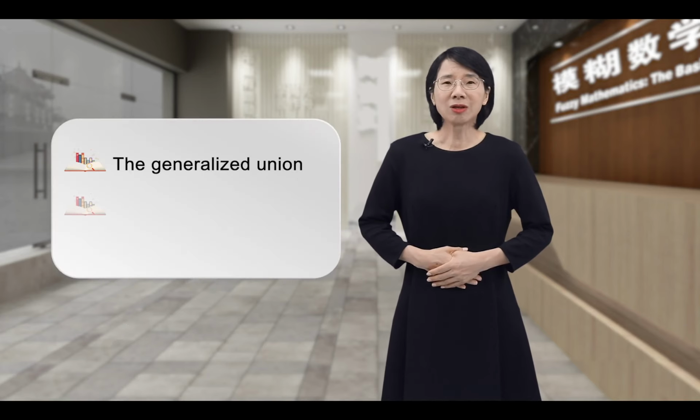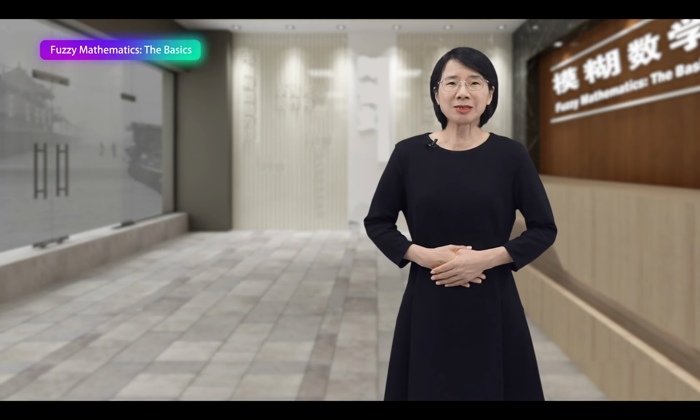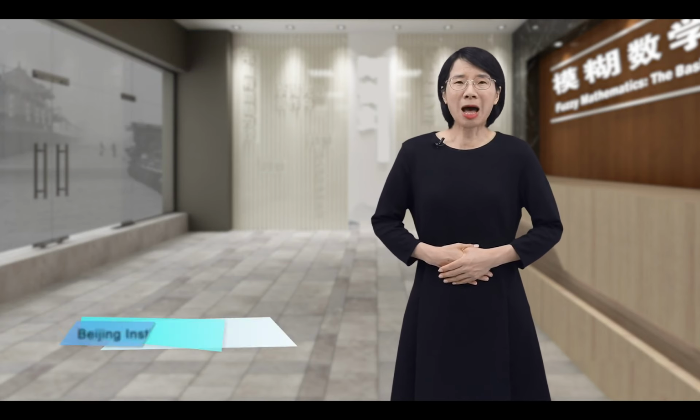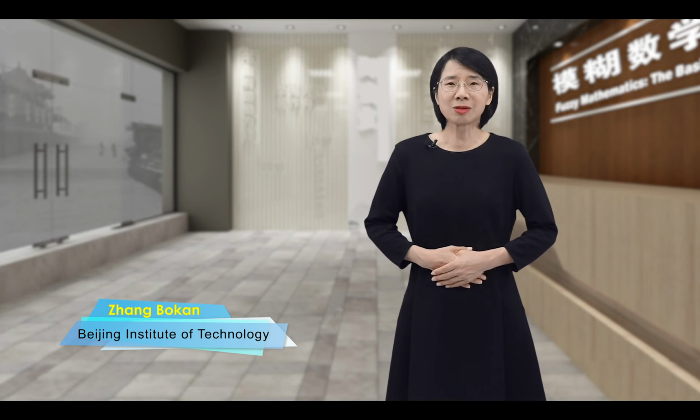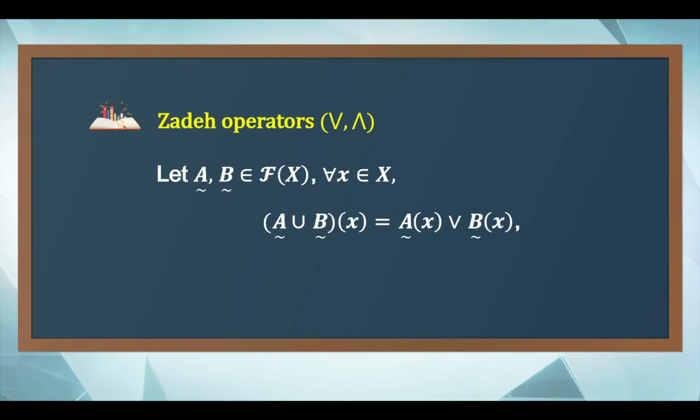We are going to talk about the generalized union and generalized intersection of fuzzy sets. The union and intersection of fuzzy sets we have talked about is based on the maximum and minimum operations of real numbers in the closed interval from 0 to 1. This pair of operators, usually called Zadeh operators, is the most widely used pair of operators in fuzzy theory.